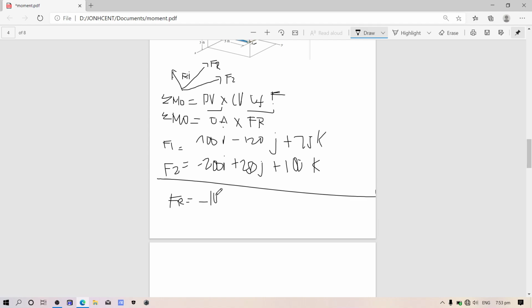negative 100I plus 130J plus 175K. Okay, so that is the resultant in the Cartesian vector.